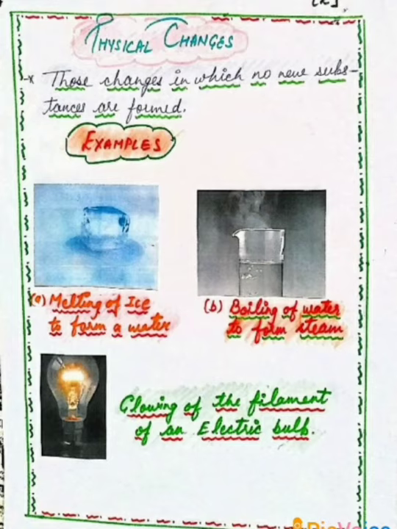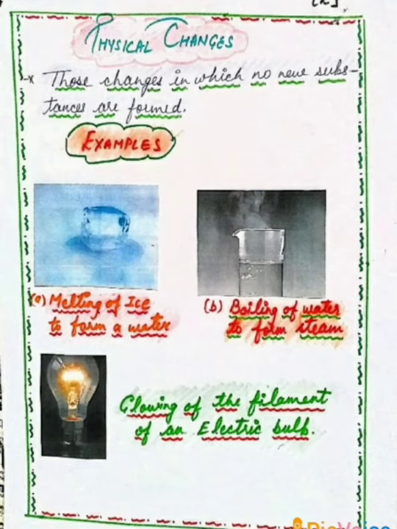Second, see diagram B. When water is heated, it boils to form steam. Though steam and water look different, they are both made of water molecules. Thus, no new chemical substance is formed during the boiling of water. So, boiling of water to form steam is a physical change. When steam is cooled, it condenses to form water. So, the condensation of steam to form water is also a physical change.